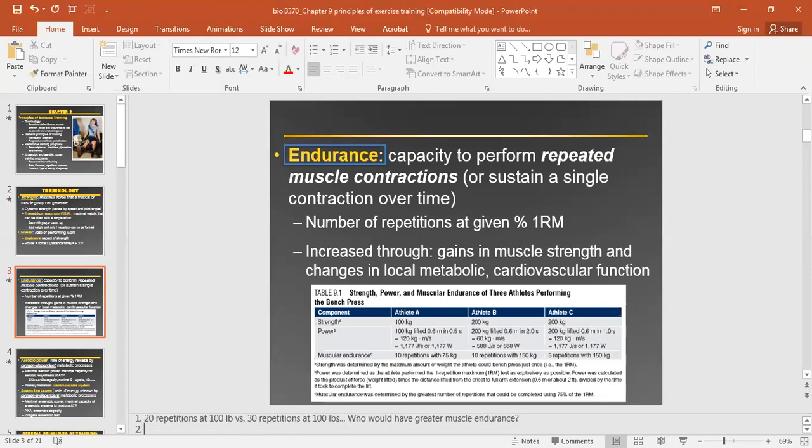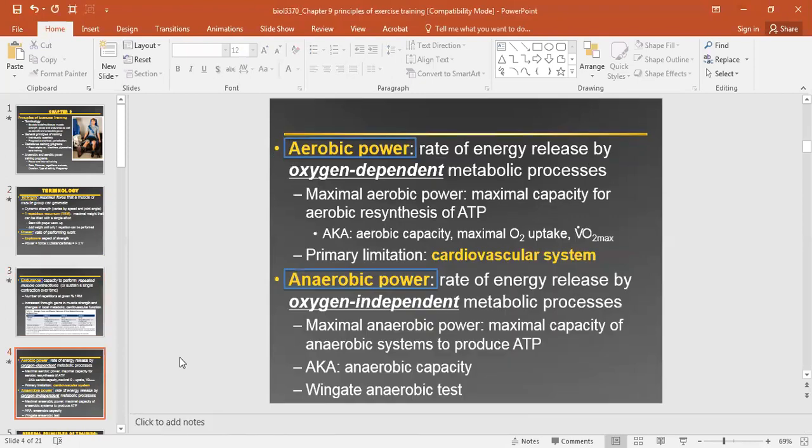Definition 2, one person can hold that 100 pounds for 30 seconds versus hold 100 pounds for 60 seconds. Who has a greater muscle endurance? Answer those questions, just as a review before we keep moving forward.